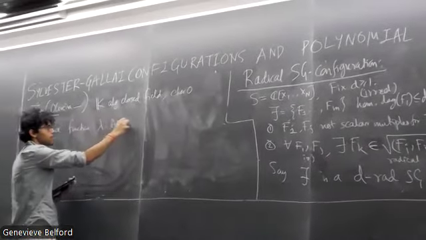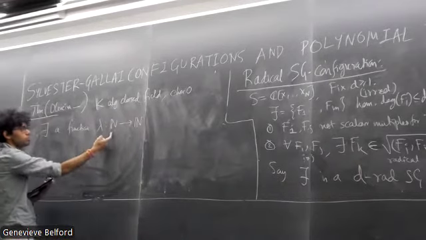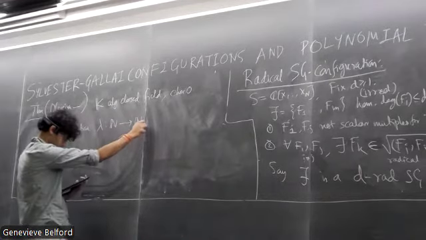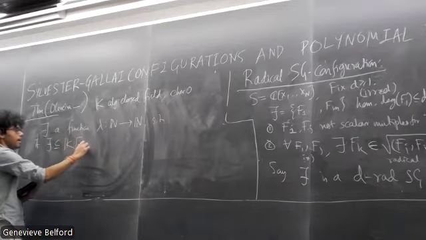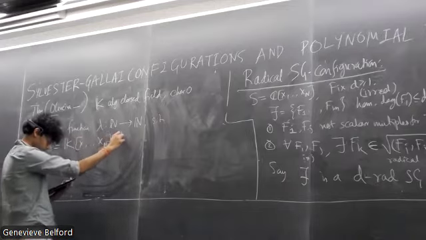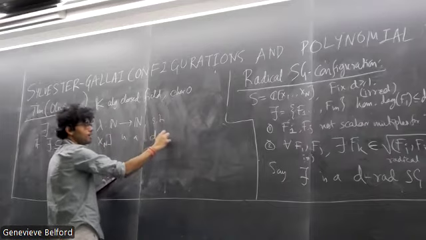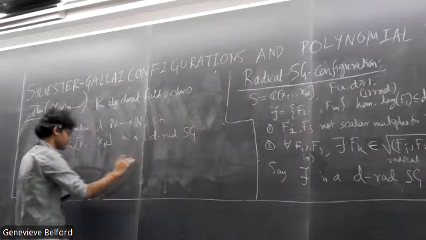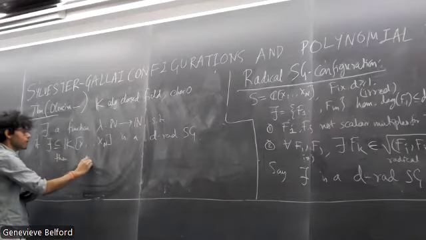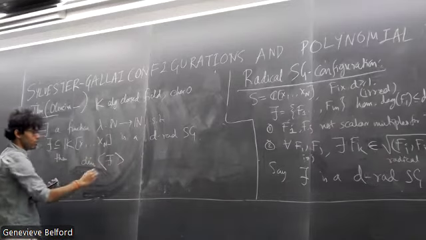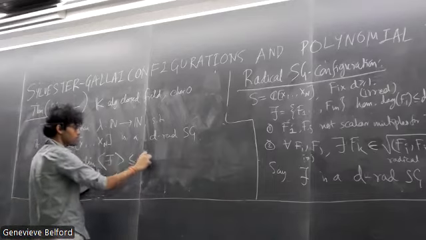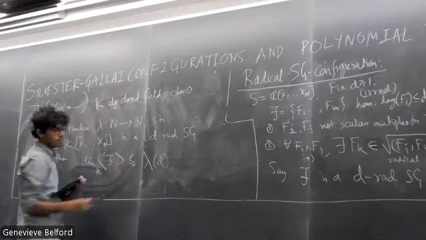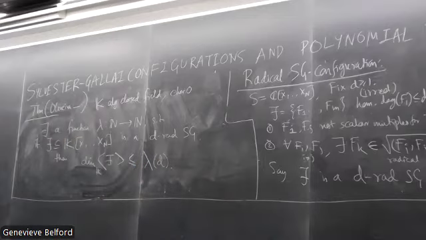lambda. The input would be d, and it will spit out some number, such that if f inside the polynomial ring x1 up to xn is a d-radical Sylvester-Gallai configuration, then the dimension of the K-span of f is at most this function lambda of d.